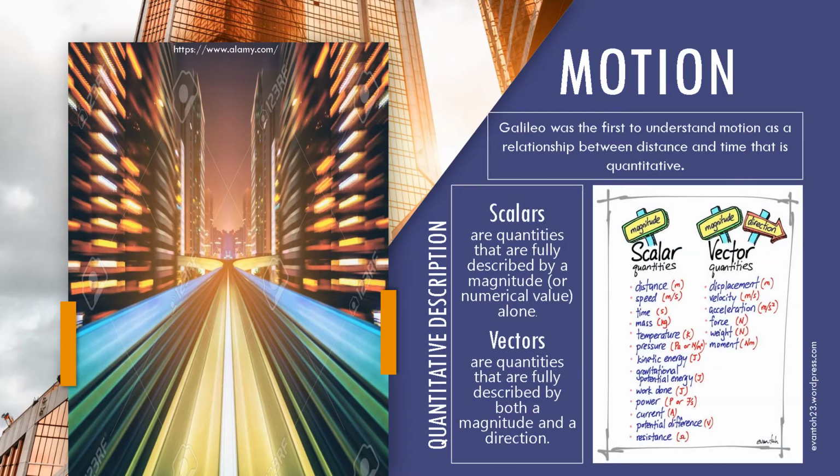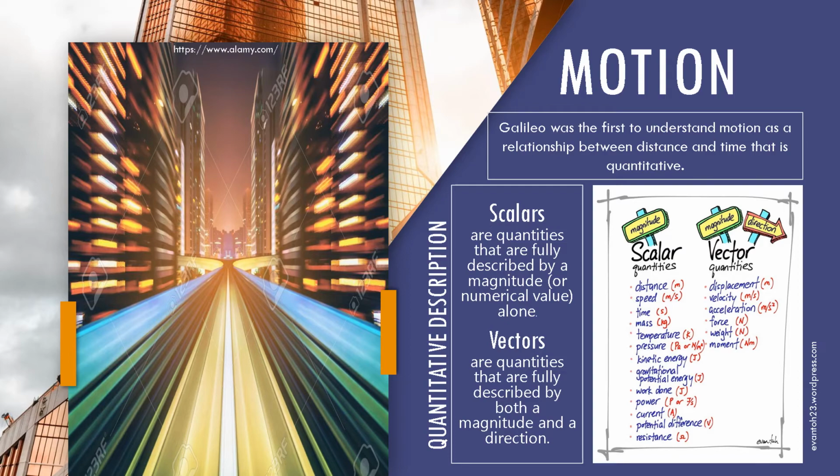So, kanina po, we tried to describe motion in a qualitative way. But this time, we are going to describe it quantitatively naman. When it comes to the quantitative description, Galileo was the first to describe it by relating distance and time. So in terms of the quantitative description or the quantities, we have two types. We have the scalar and the vector.